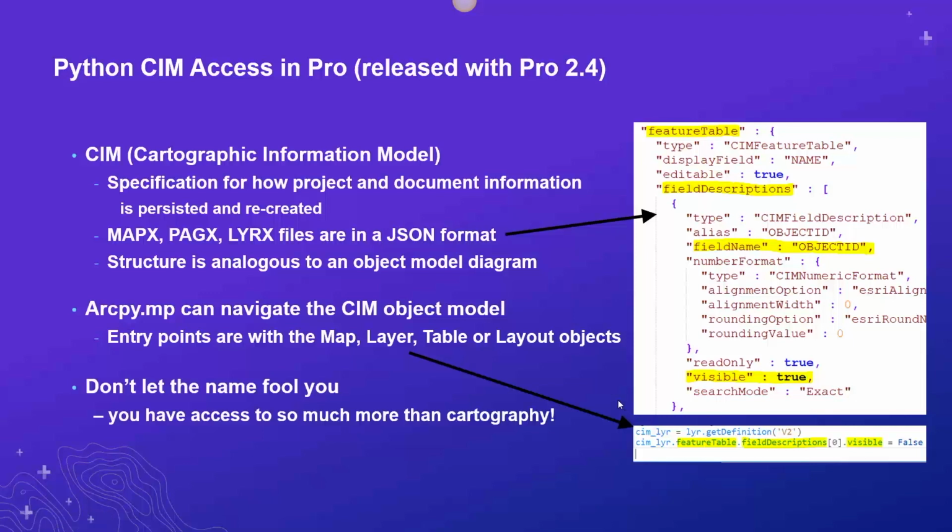So don't let the name Cartographic Information Model fool you in that you can only really modify things like symbology. Anything that's persisted in one of these X files, you have access to. And I'll give some more information on that in a bit.